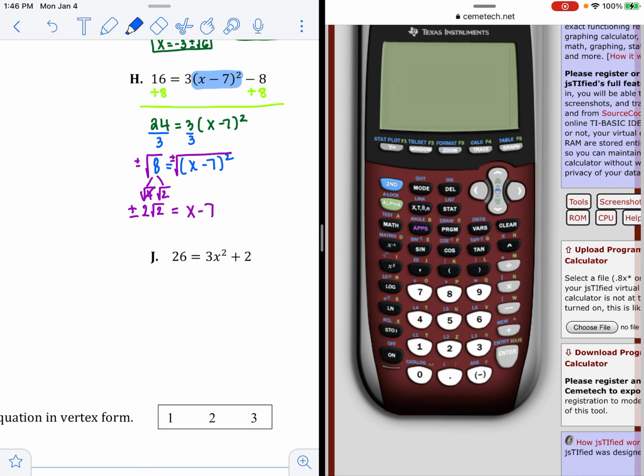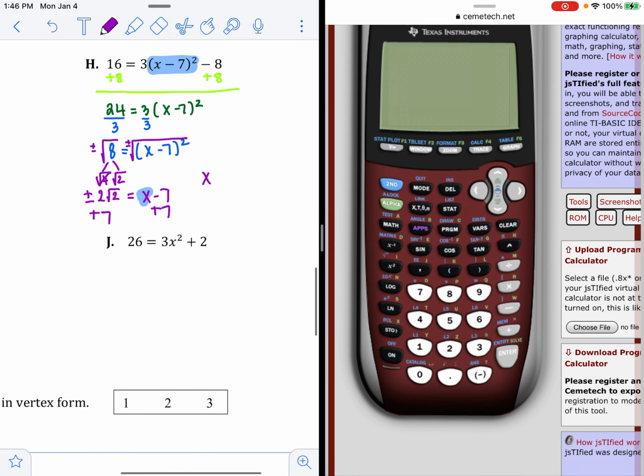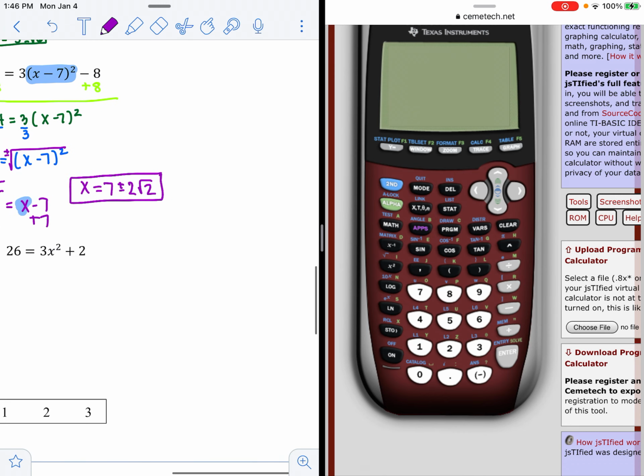All right, last but not least, I have to get this x by itself, so I'm going to add 7 to both sides. And I have x equals, remember I write down this first, so 7 plus or minus 2 root 2. Do I know what 7 plus 2 root 2 is? No. Do I know what 7 minus 2 root 2 is? No. So I'm going to use my calculator to get those things.